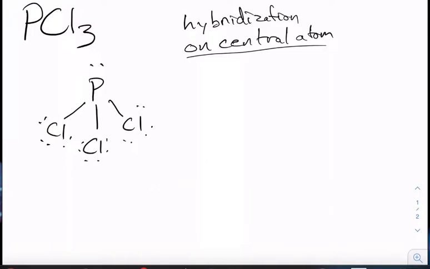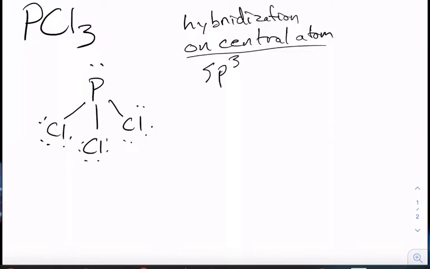It turns out hybridization is also very systematic. If you know the electron geometry, you also know the hybridization. So if our electron geometry is tetrahedral, then for our hybridization, we're going to get sp3. And that's because, again, there's 4 things around the phosphorus.